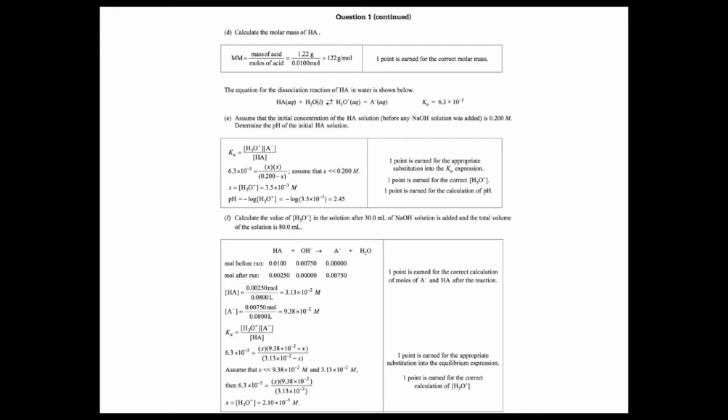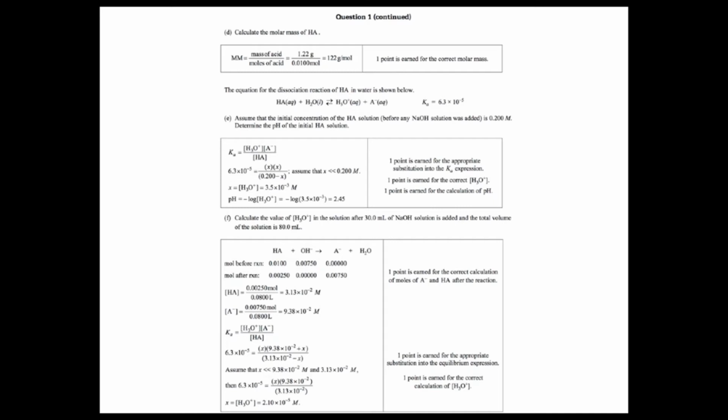Now notice it's not asking about the final concentration of A minus or HA, it's asking about the concentration of H3O plus. And so what I would recommend doing, and they didn't actually do this, so basically what they did is they said, okay, I've got HA and A minus, I'm now going to have my acid dissociation reaction, so HA produces A minus and H plus, and then I'm going to redo this problem with the initial concentrations that are given, the 3.13 and the 9.38, and solve for my concentration of H plus now.